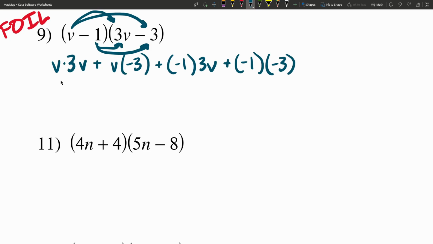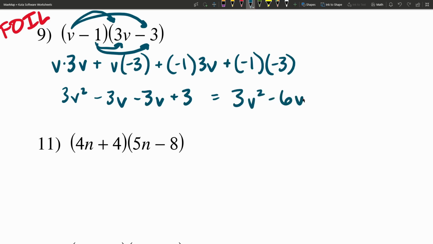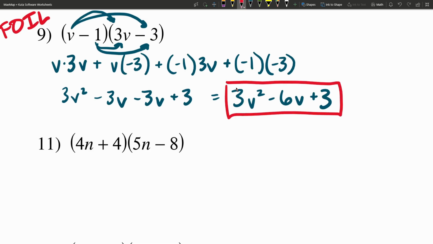Now, let's do out the math. V times 3 times V is 3V squared. And we're going to add that to V times negative 3, or simply just write that as negative 3V. And again, we have another negative 3V, so subtracting 3V. Lastly, adding negative 1 times negative 3, which is a positive 3. Finishing this out, combining 3V and 3V, where both are subtracted, we're going to get 3V squared minus 6V plus 3. That's our solution for number 9.